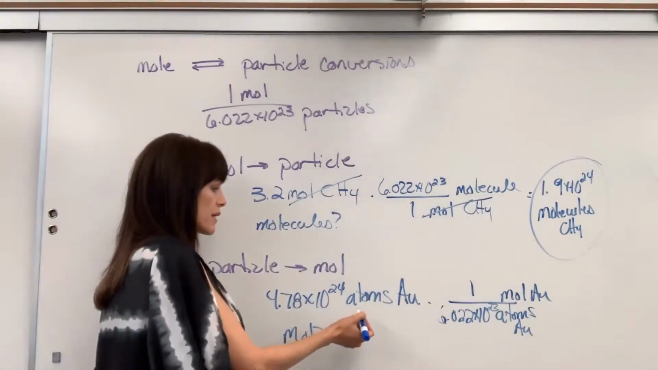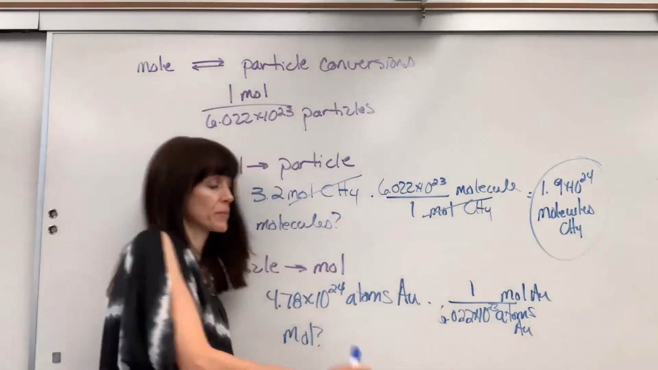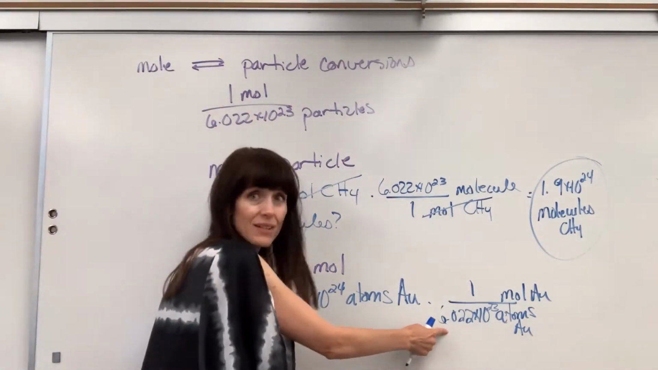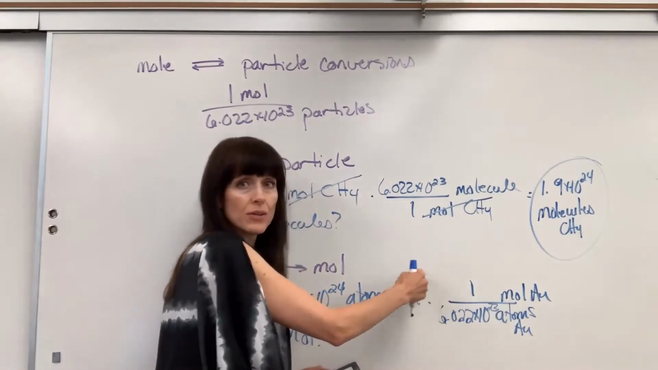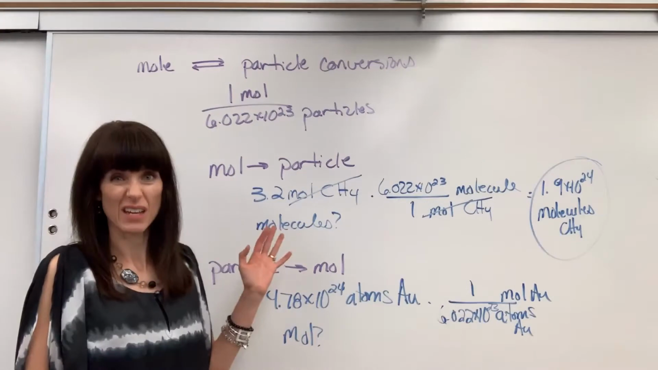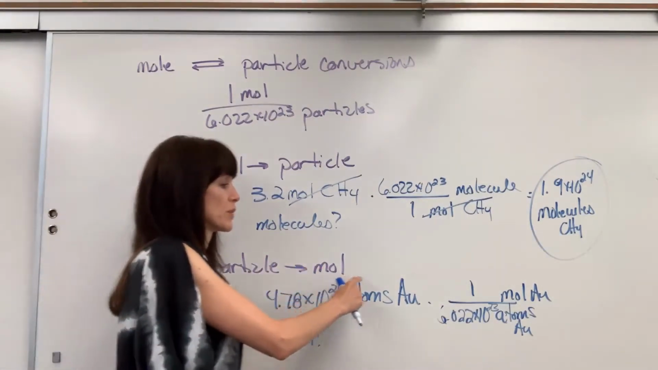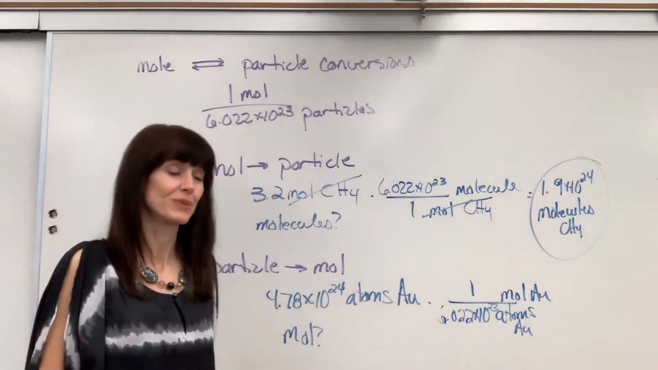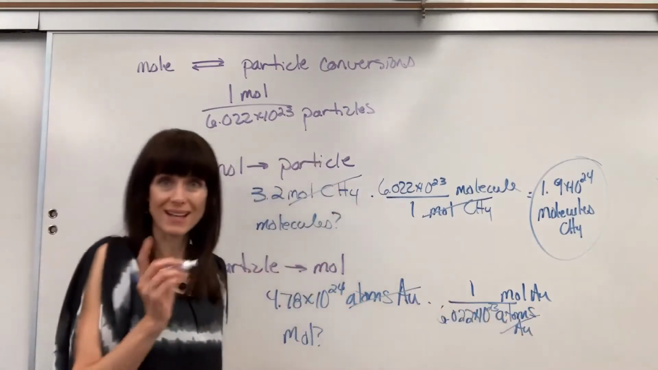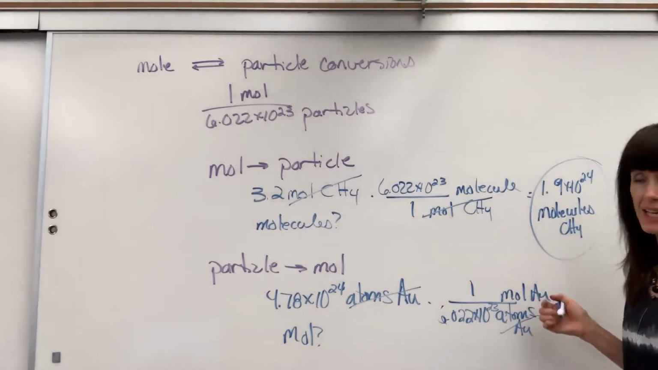Now putting this in our calculator, I'm going to do the 4.78 times 10 to the 24 divided by. Remember, anything in the denominator you divide, anything in the numerator you multiply. The 1, because it doesn't change if I multiply or divide, I just leave that out. Don't put it in my calculator. So I go the 4.78 times 10 to the 24 divided by 6.022 times 10 to the 23. Look at the units. Atoms of gold cancel. So we will be left with moles of gold, and that's exactly what we want.